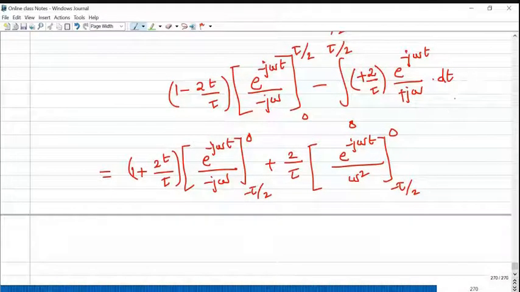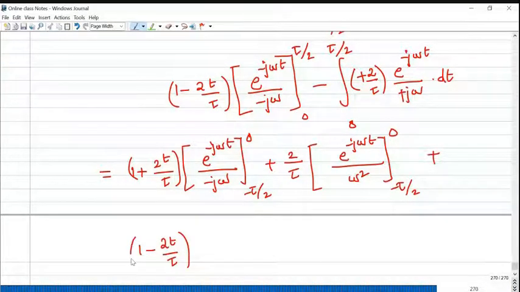Plus 1 minus 2t by tau, e power minus j omega t divided by minus j omega.